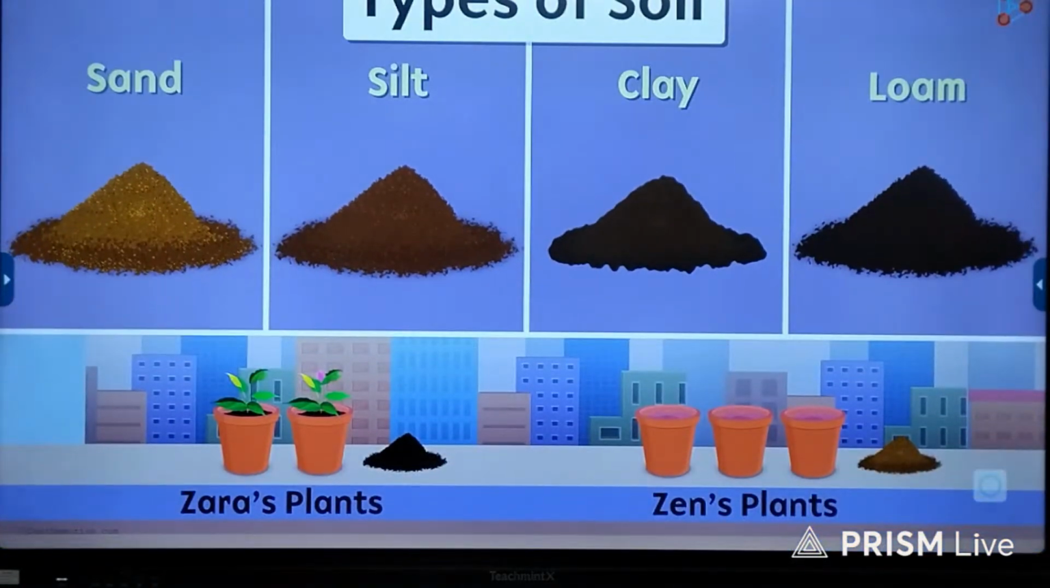Now we know why Zara's plants grew well and Zen's did not. Zara used loamy soil, while Zen, who got the soil from a beach, was using sandy soil. So the next time when you want to grow some plants, keep these points in mind.